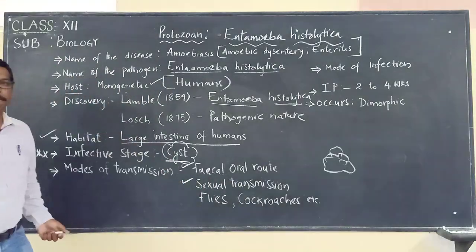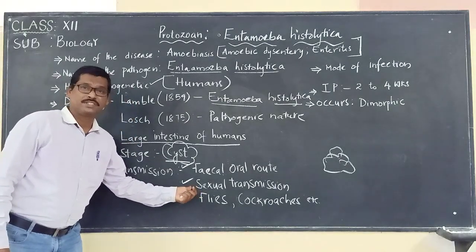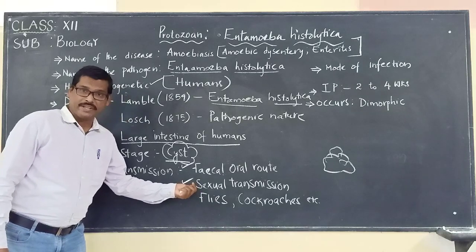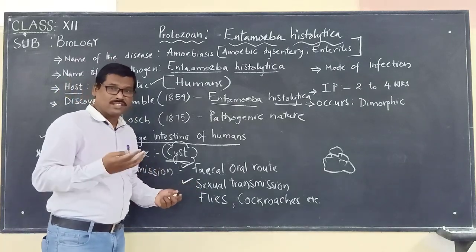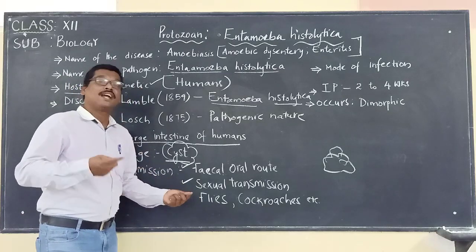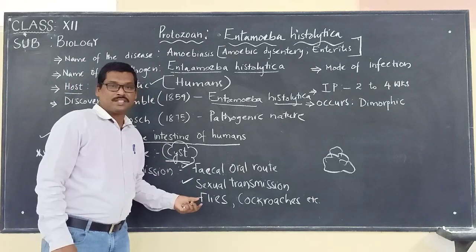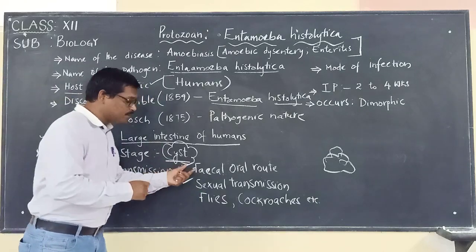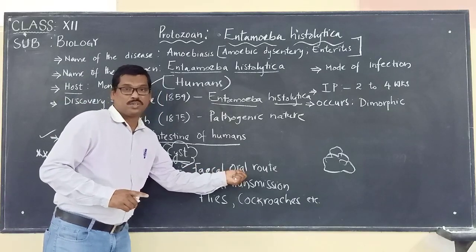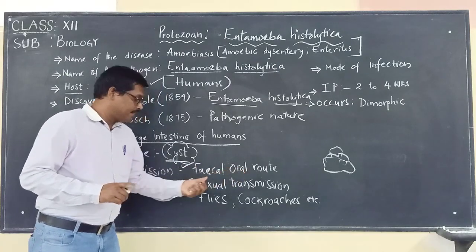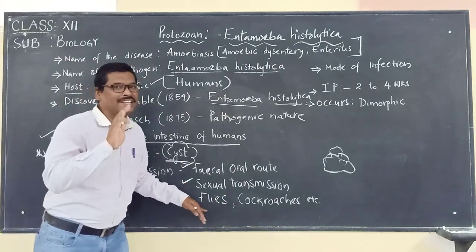Now, what do you mean by sexual transmission? How is it possible? Sexual transmission means that when people practice homosexual contact, there are chances that this disease may spread from one person to another. But otherwise, the primary route is the fecal oral route, which is through the flies and cockroaches, which are called mechanical vectors.